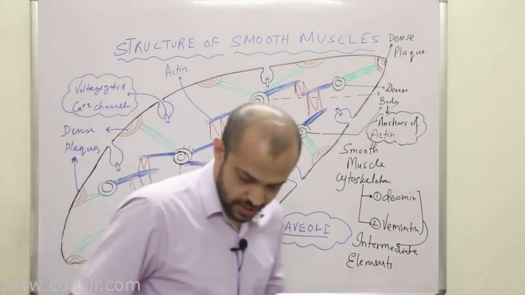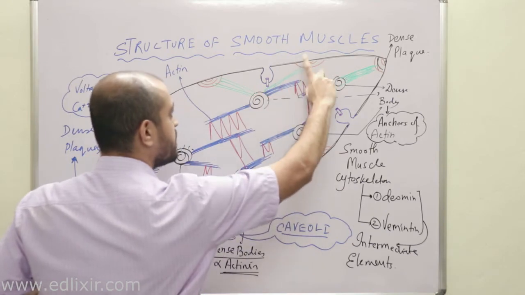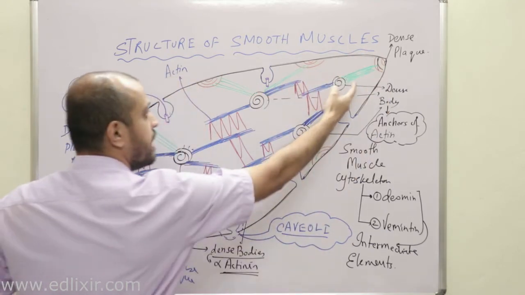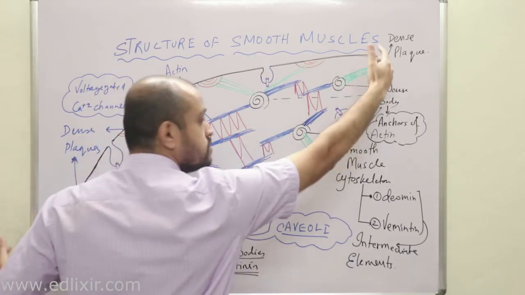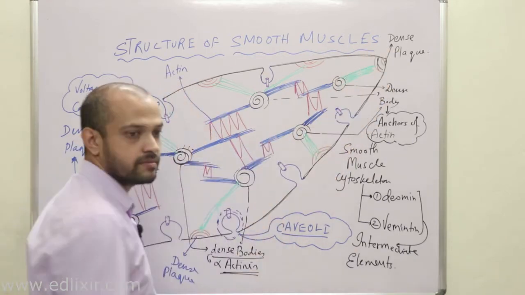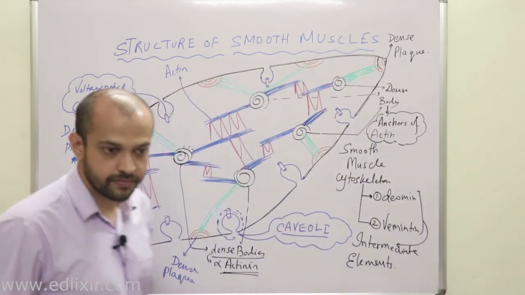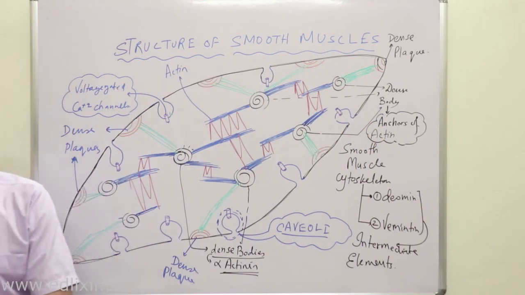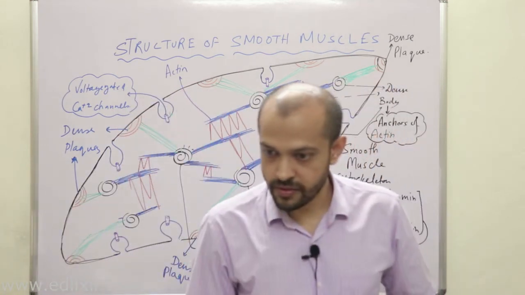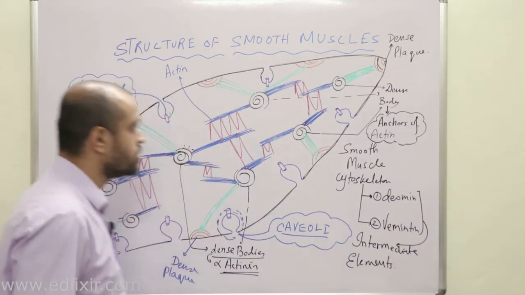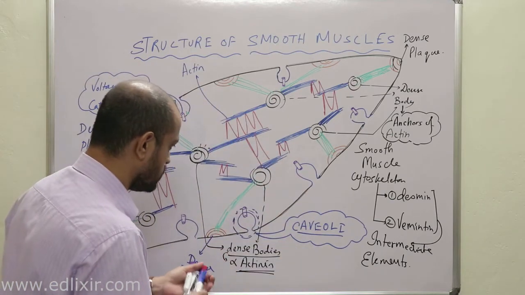Now that means dense bodies are connected to the peripheral dense plaques by special actins, and therefore they are forming a contractile unit. Clear? They are now forming a contractile unit. Am I clear to everyone? Okay. Now we were actually discussing the structure of smooth muscle. Now listen with all your attention.